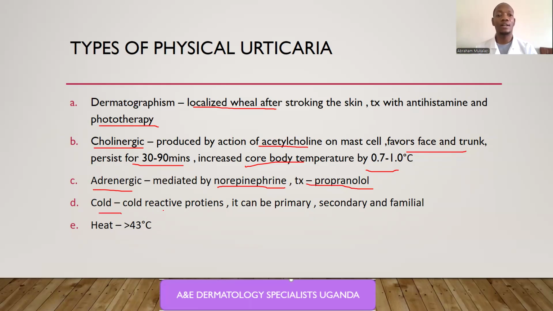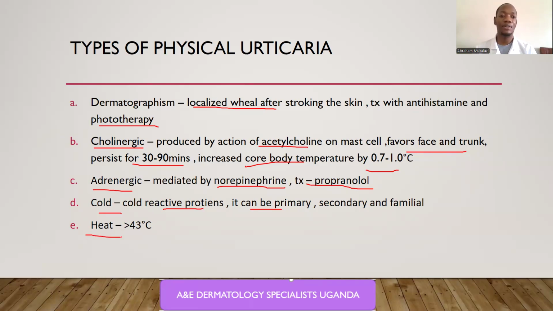For cold, someone has cold reactive proteins, the cryoproteins, and that would be secondary, but it can also be primary, whereby there is no protein disorder, but the cold itself directly stimulates urticaria.